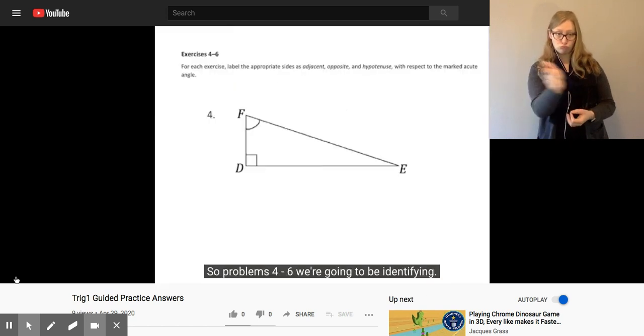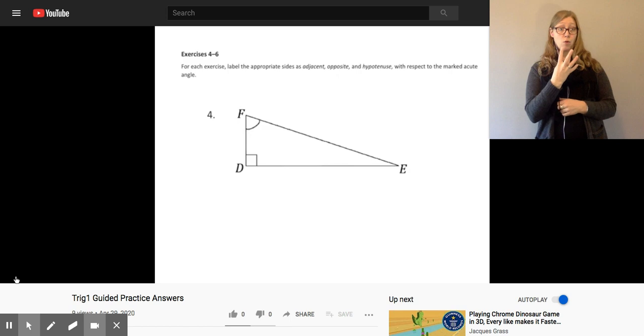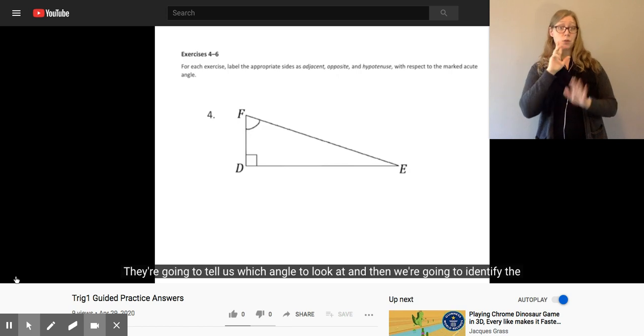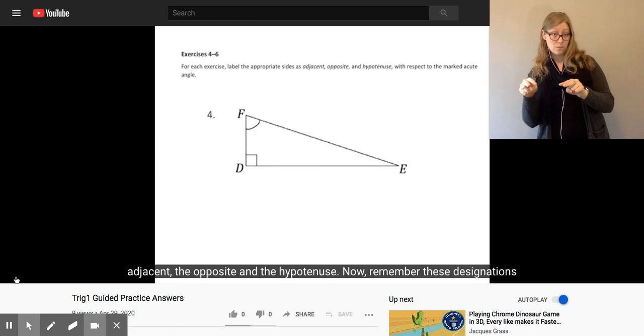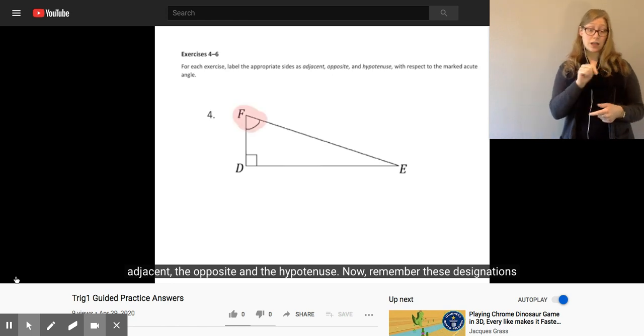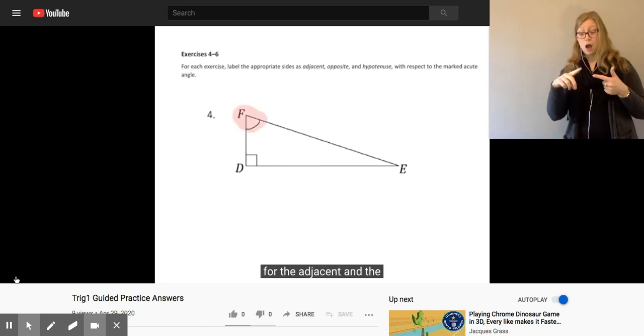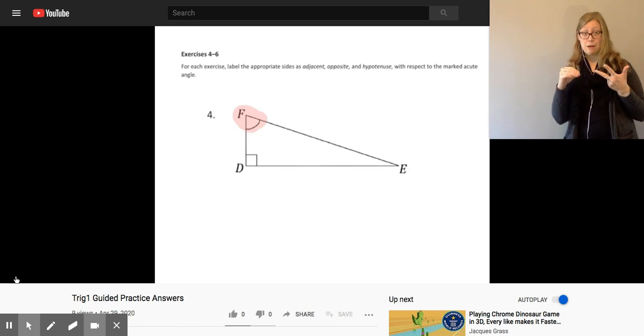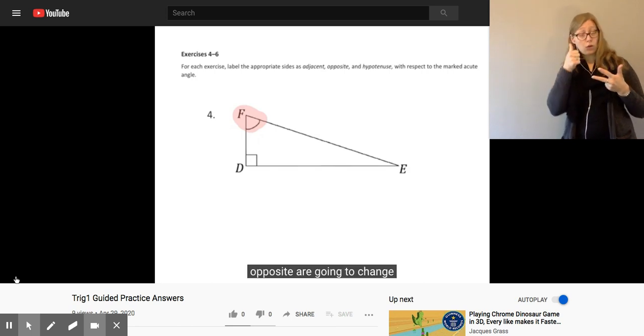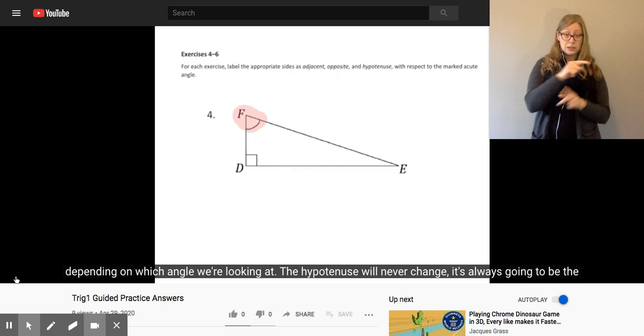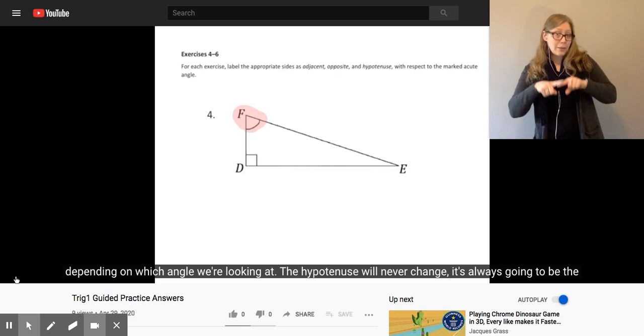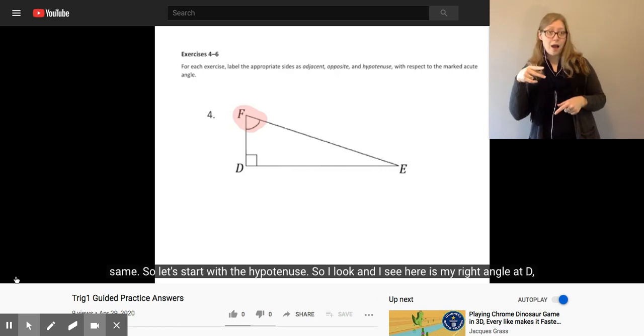So in problems 4 through 6, they're going to tell us which angle to look at, and then we're going to identify the adjacent, the opposite, and the hypotenuse. Now remember, these designations for the adjacent and the opposite are going to change depending on which angle we're looking at. The hypotenuse will never change. It's always going to be the same. So let's start with the hypotenuse.